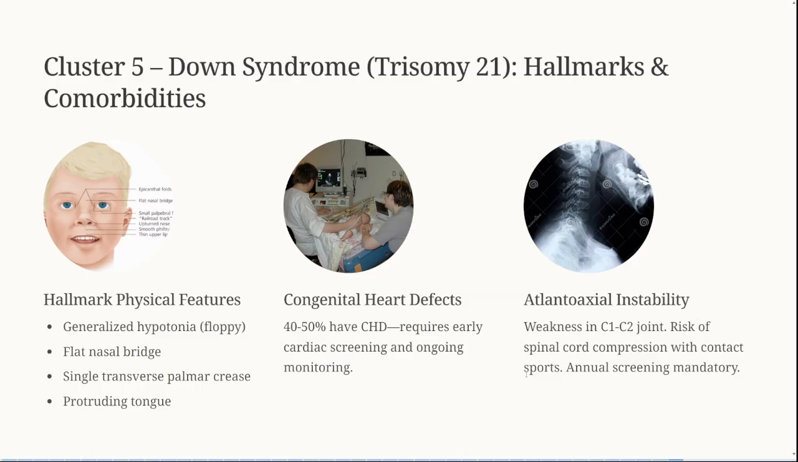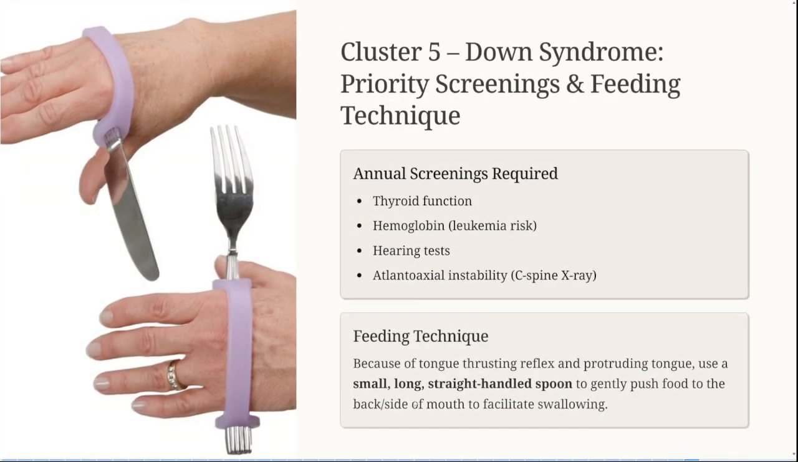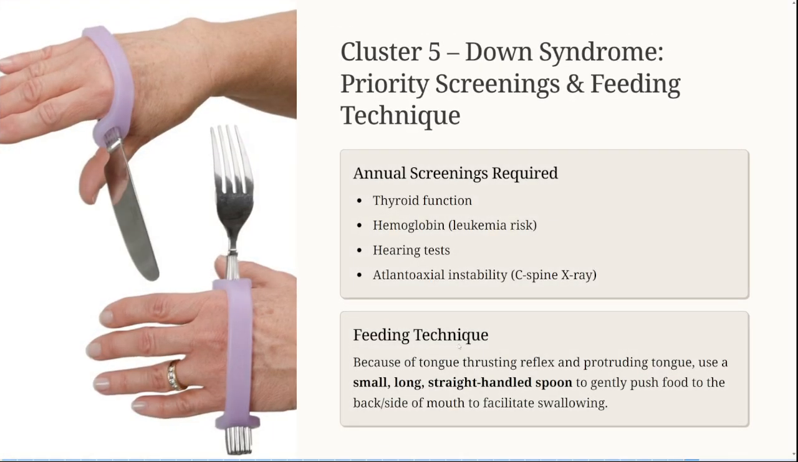And here's a critical practical tip for feeding these infants. Because of the tongue thrusting reflex and that protruding tongue, you want to use a small, long, straight-handled spoon to push food gently to the back and side of the mouth to help them swallow. Okay. The second most common is Fragile X syndrome, FXS.